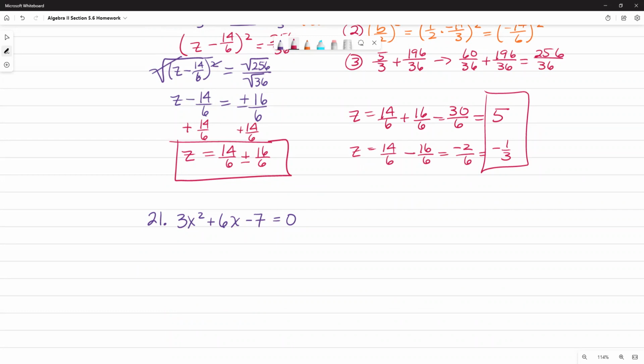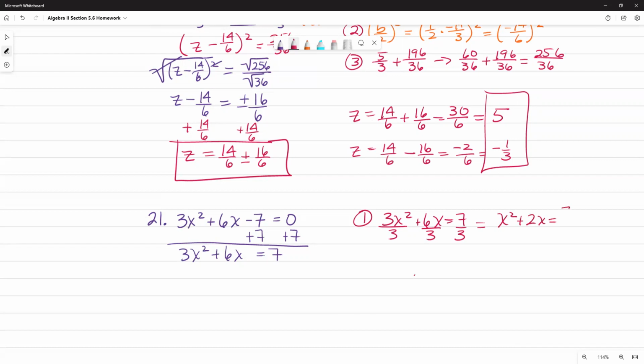Almost done. Okay, 21, we have 3x squared plus 6x minus 7 equals 0. There is no combination it's going to give us, first off, anything squared is not going to give us a negative. So this is one of those examples where it would not be easy to find any sort of solution. So we have to move this 7 over. We end up with 3x squared plus 6x equals 7. Now again, we've got a coefficient on our squared term. So let's get rid of that. Step 1, 3x squared plus 6x equals 7, and we've got to get rid of that 3. So we divide all of these by 3, and we end up with x squared plus 2x equals 7/3.